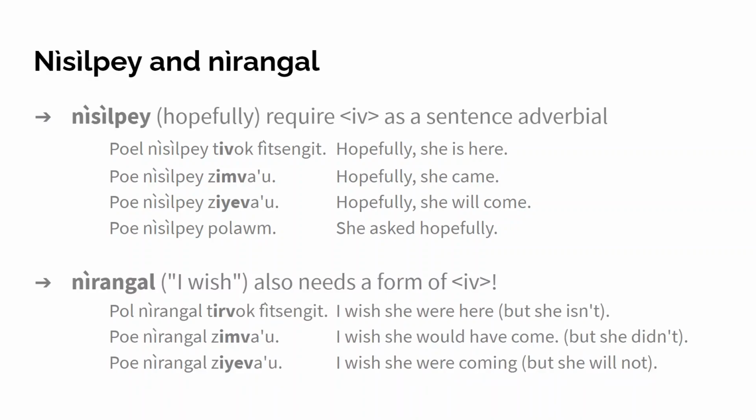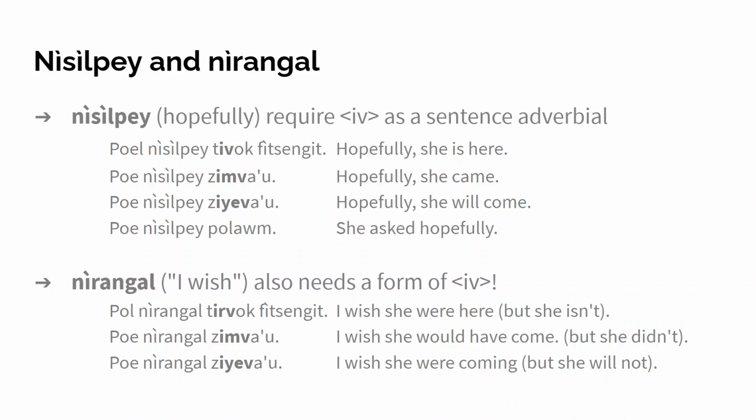Next to nirangal. Nirangal always needs a form of if actually. And it's not really possible to translate it as an adverb in English. It's more like I wish something, so it's about unreal things, things that did not happen or will not happen. For example, Poe nirangal dirvok fetsengit. I wish she were here, like she were here right now, but actually she isn't. Here is the irv, which is the if infix together with er.